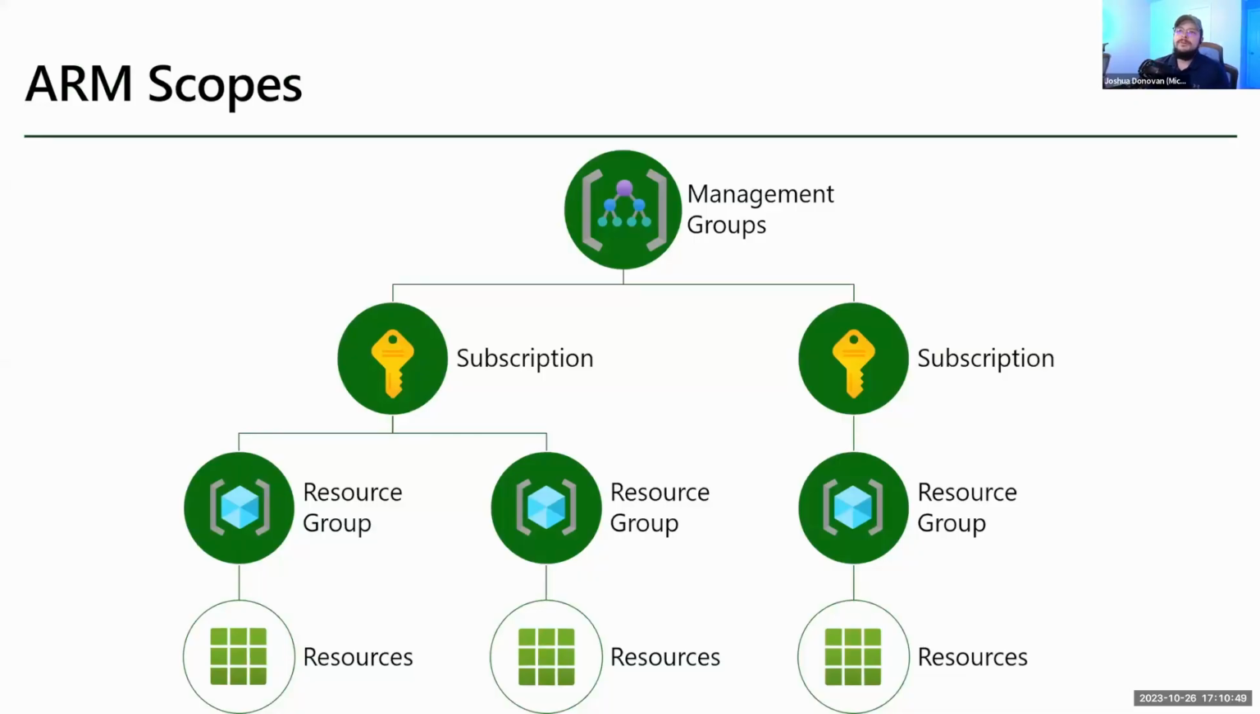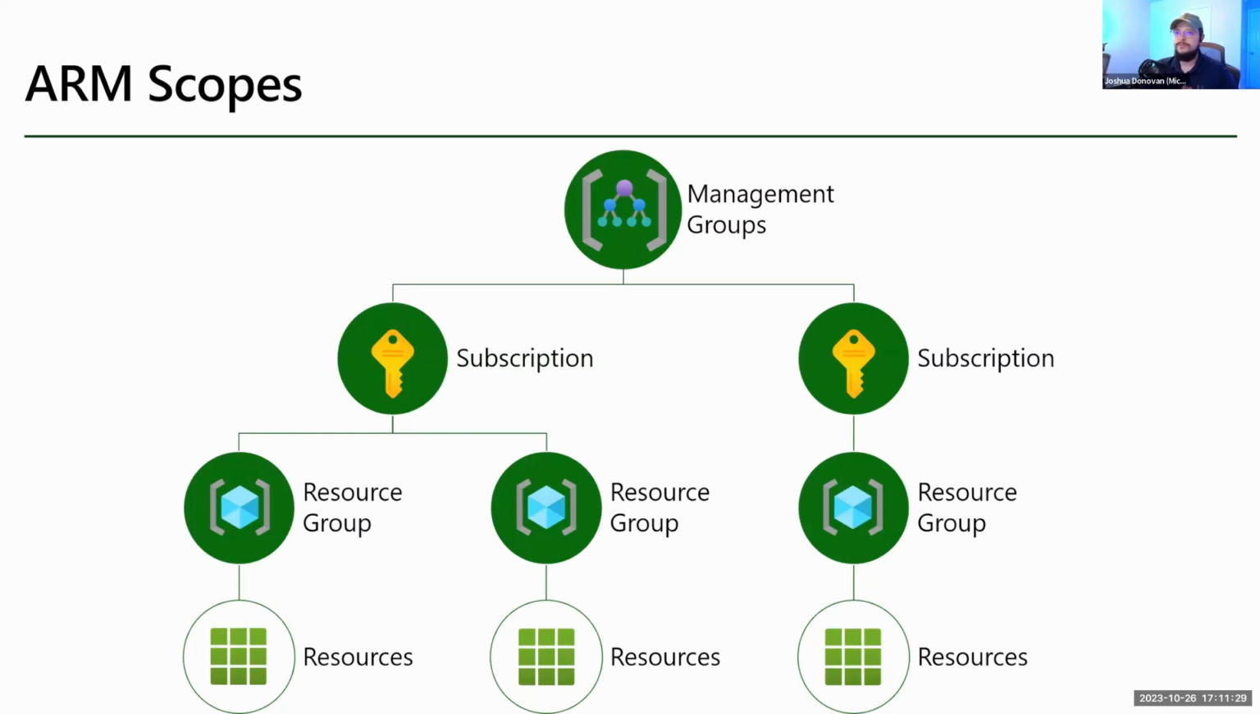So ARM is set up in a kind of three-tiered scoping. At the very top level, you have your management groups. So your management groups are a logical organization of subscriptions. In Azure, your subscription is going to be where your billing is tied to. And it's usually what most people think of as your top level organization in Azure. But realistically, you also have these management groups that in a very large environment, you can then split up your subscriptions into different management groups.